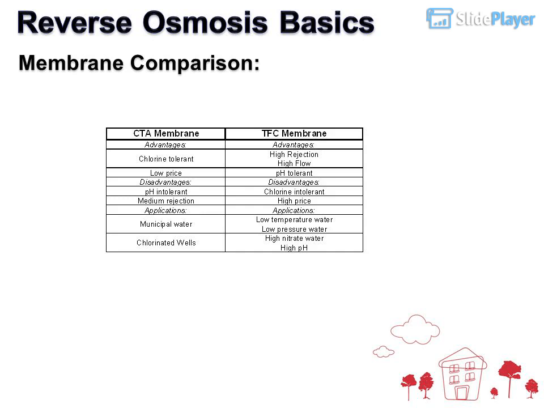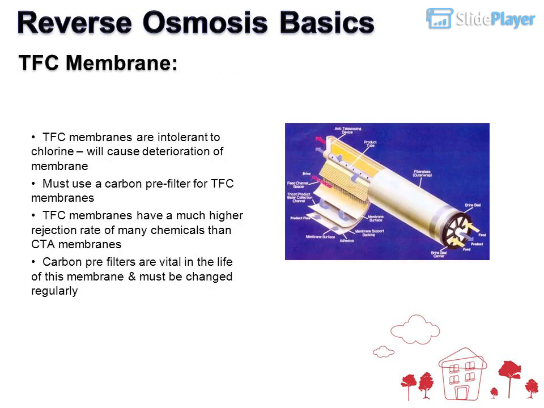Membrane comparison. TFC membranes are intolerant to chlorine, which will cause deterioration of the membrane. You must choose a carbon pre-filter for TFC membranes. TFC membranes have a much higher rejection rate of many chemicals than CTA membranes. Carbon pre-filters are vital in the life of this membrane and must be changed regularly.